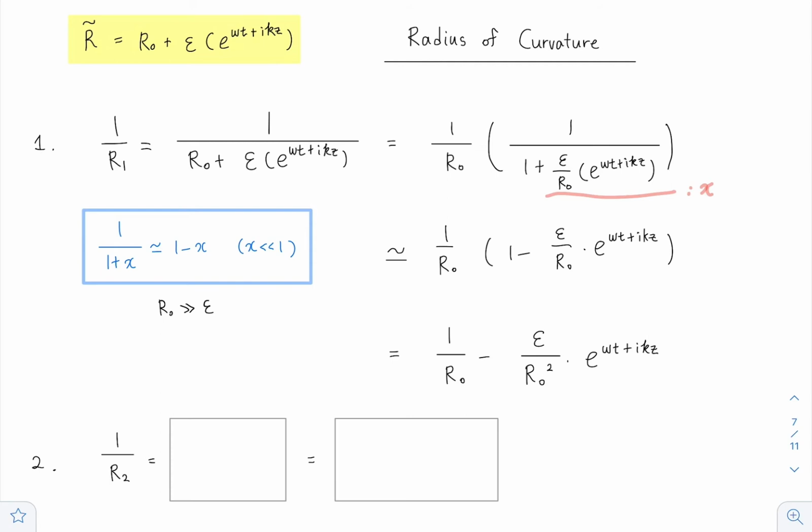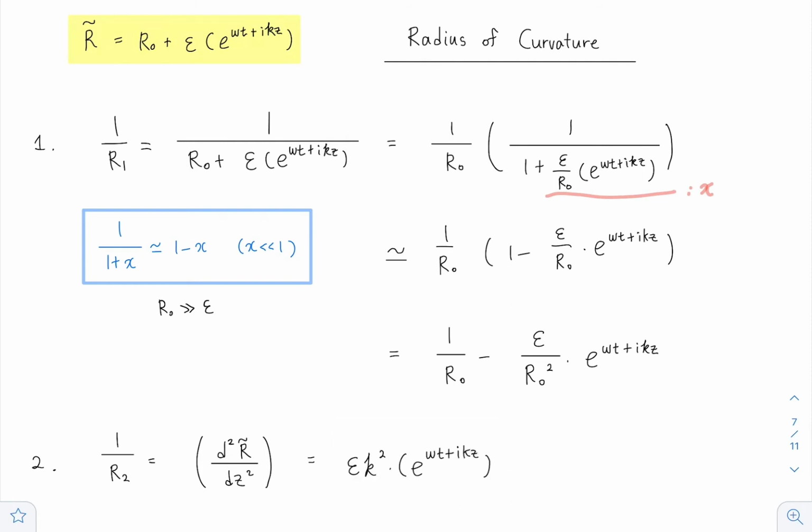1 over R2? Well, it's a little more complicated in terms of theory, but in terms of calculations, it's much easier. We take the second derivative of R squiggly with respect to the z direction. That's how we define the tangential radius of curvature, and that is simply going to be epsilon k squared times the exponential term. Hey, we got all 3 ingredients to calculate our pressure distribution.